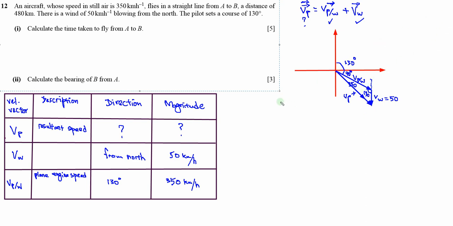Now if you look at this, I draw it out here. So this will be 350, this 50, this is 130. With that we can use the sine rule and the cosine rule to find VP. Use the cosine rule to find VP.